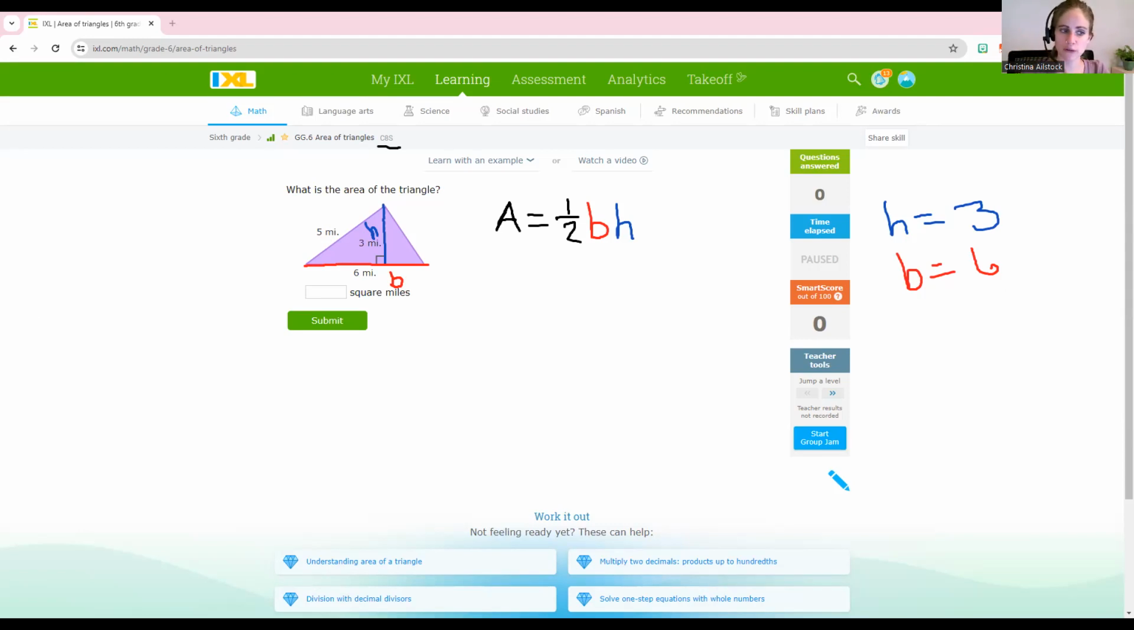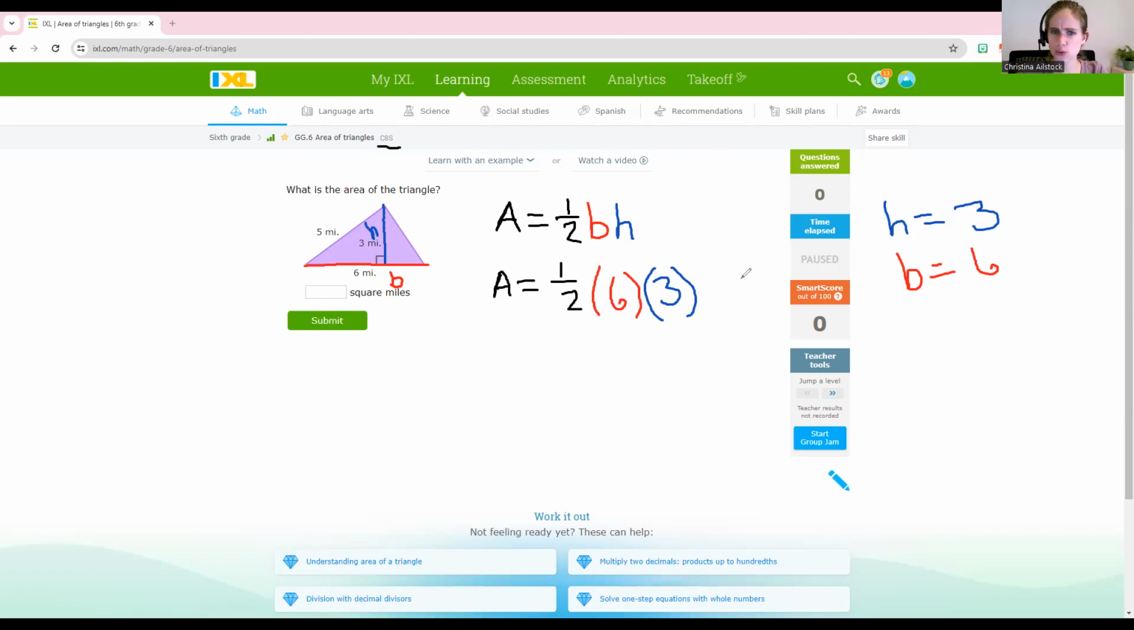Now that we've labeled our information, we're going to substitute. We're going to plug them into our formula so we can solve. So area is equal to 1/2 times our base, which is 6, times our height, which we said was 3. Now, I have pure multiplication all the way across here. 1/2 times 6 times 3.